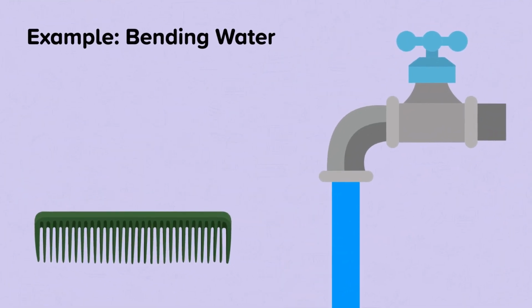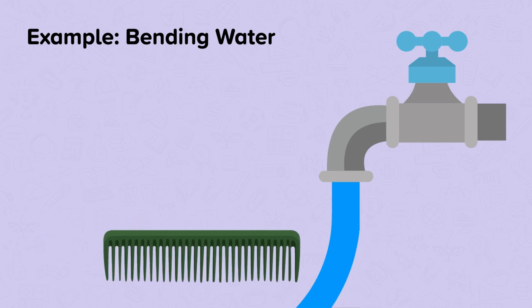Another method of demonstrating the effects of electrostatic induction is using a comb and a running tap. The comb is run through some hair to generate a static charge on it. When it is moved close to the running water, the water appears to bend towards the comb. So why does this happen? This is explained in exactly the same way as the acetate rod and the paper pieces.